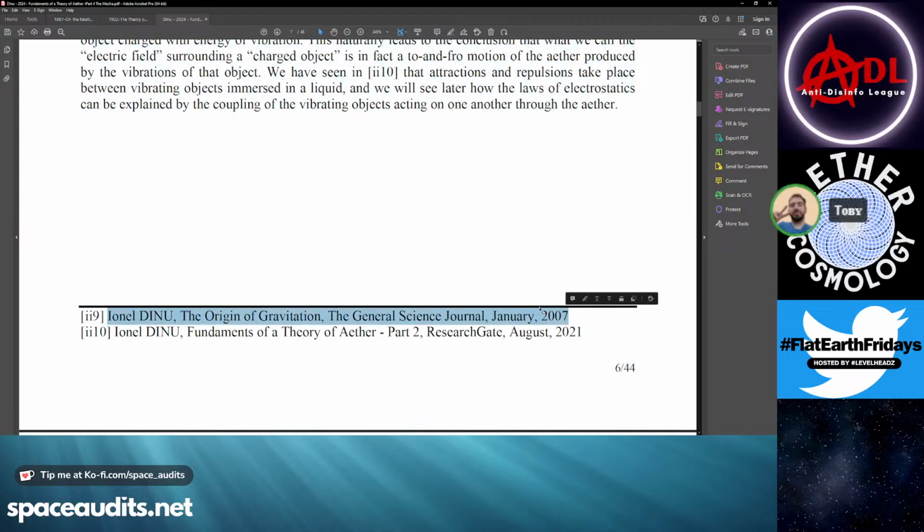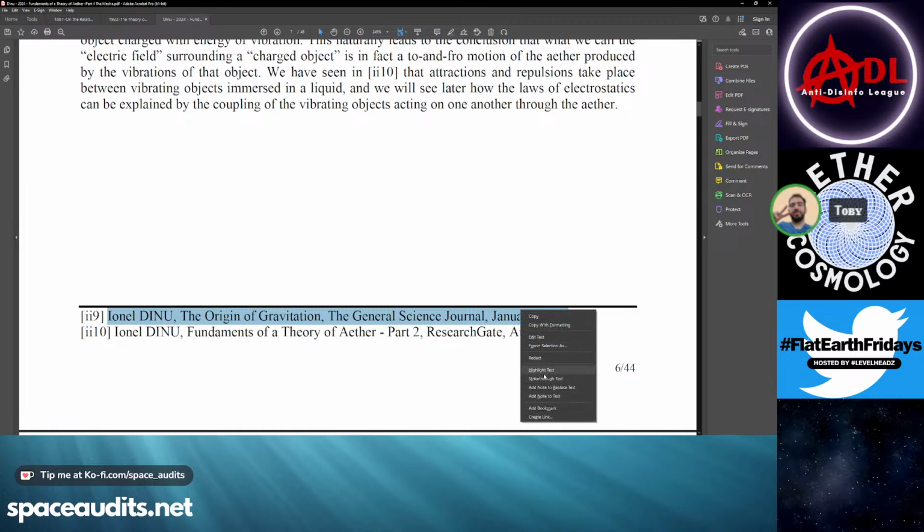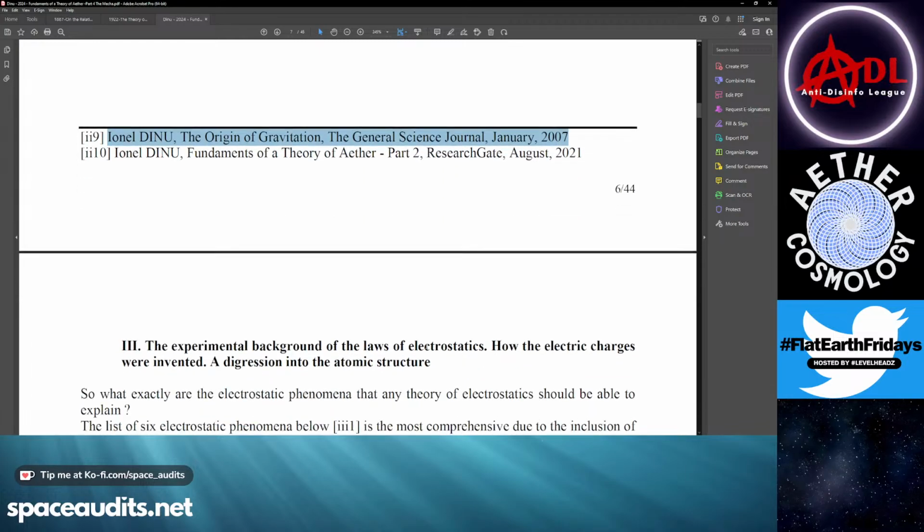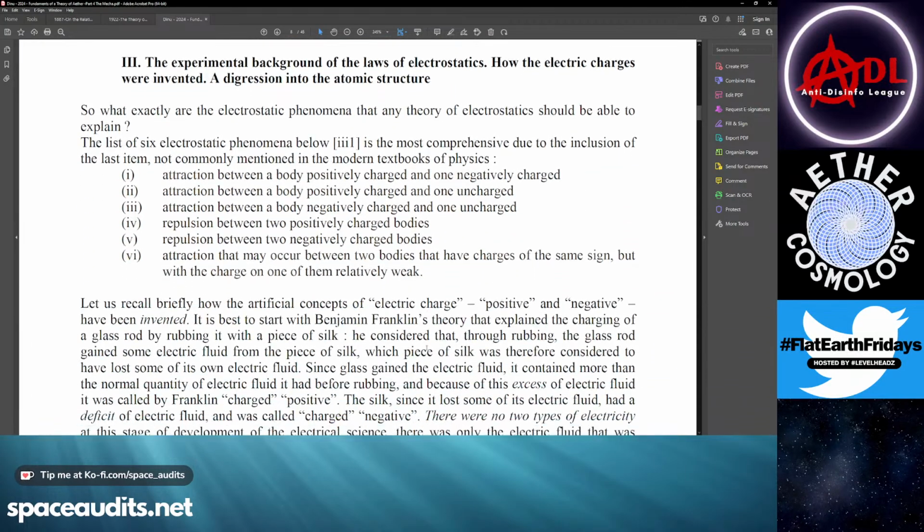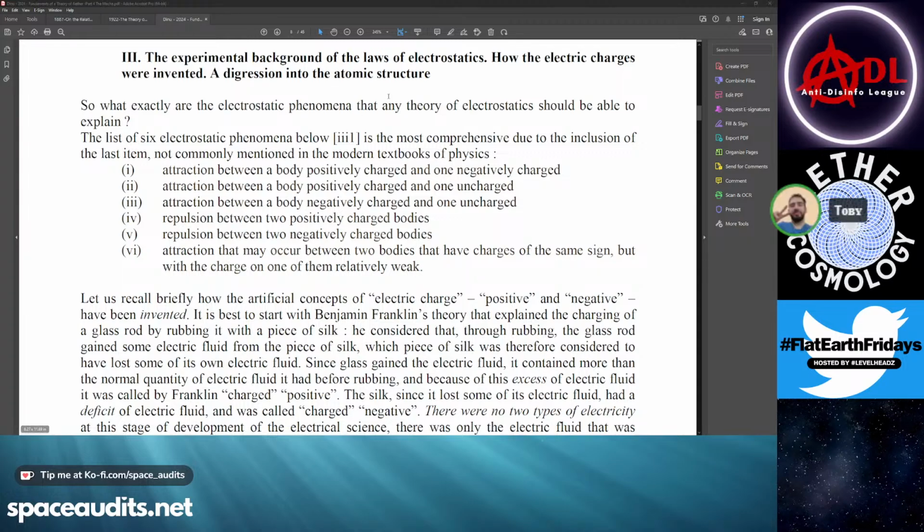So yeah, the origin of gravitation and fundaments of a theory of ether, part 2. Section 3. The experimental background of the laws of electrostatics, how the electric charges were invented, a digression into the atomic structure. So, what exactly are the electrostatic phenomena that any theory of electrostatics should be able to explain? The list of 6 electrostatic phenomena below in citation III1 is the most comprehensive due to the inclusion of the last item, not commonly mentioned in the modern textbooks of physics.